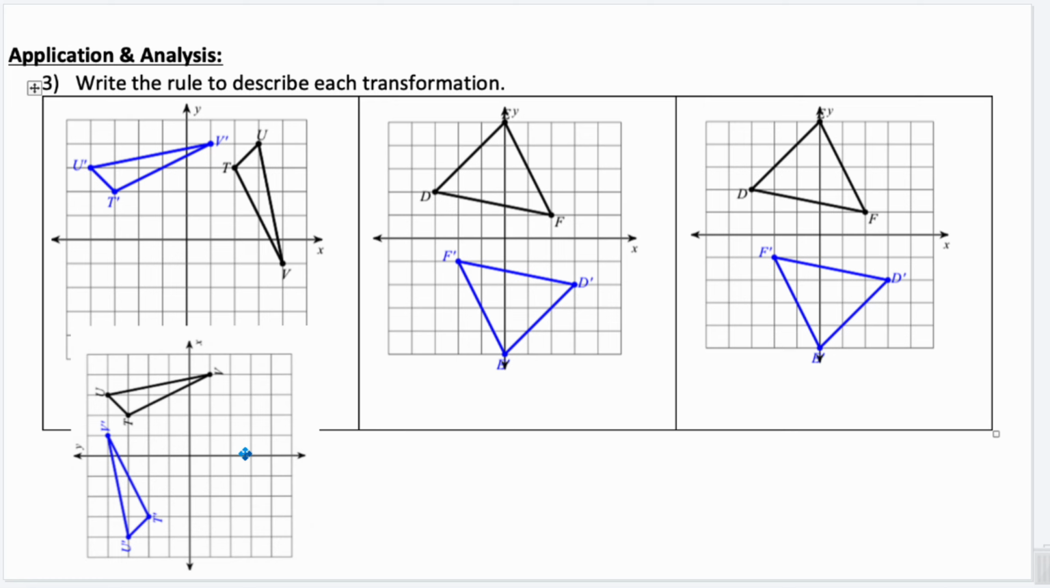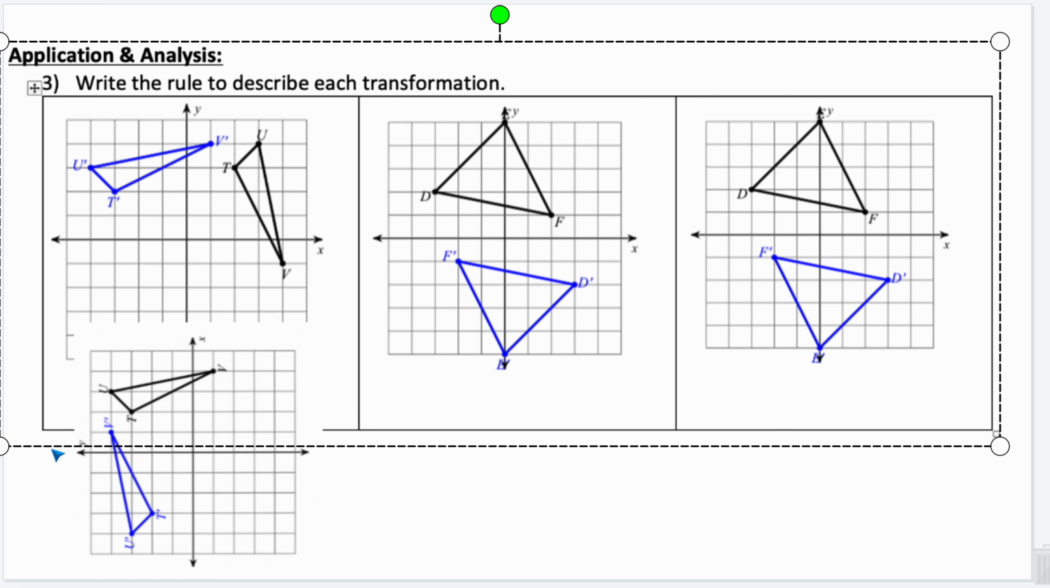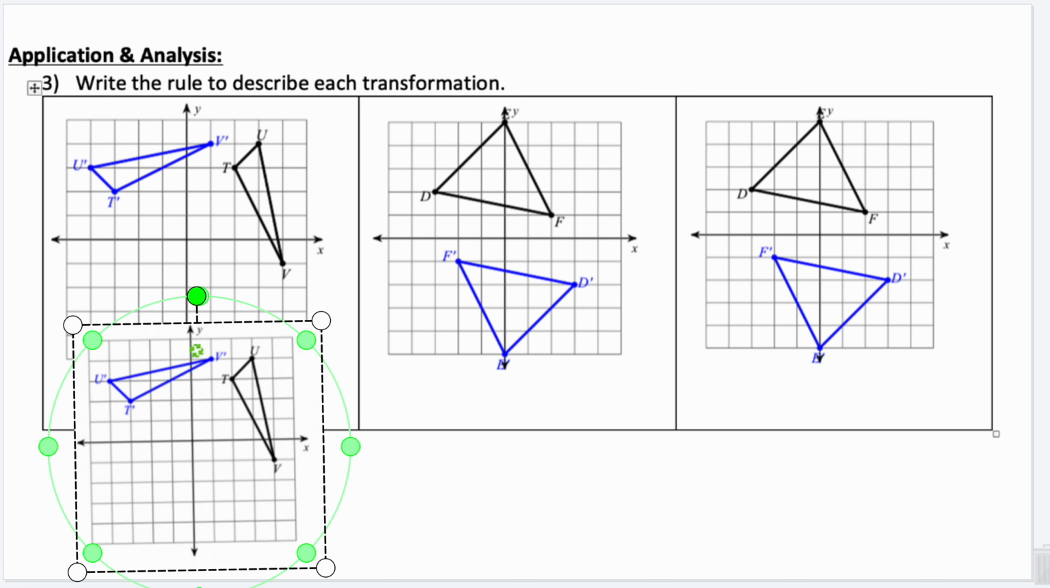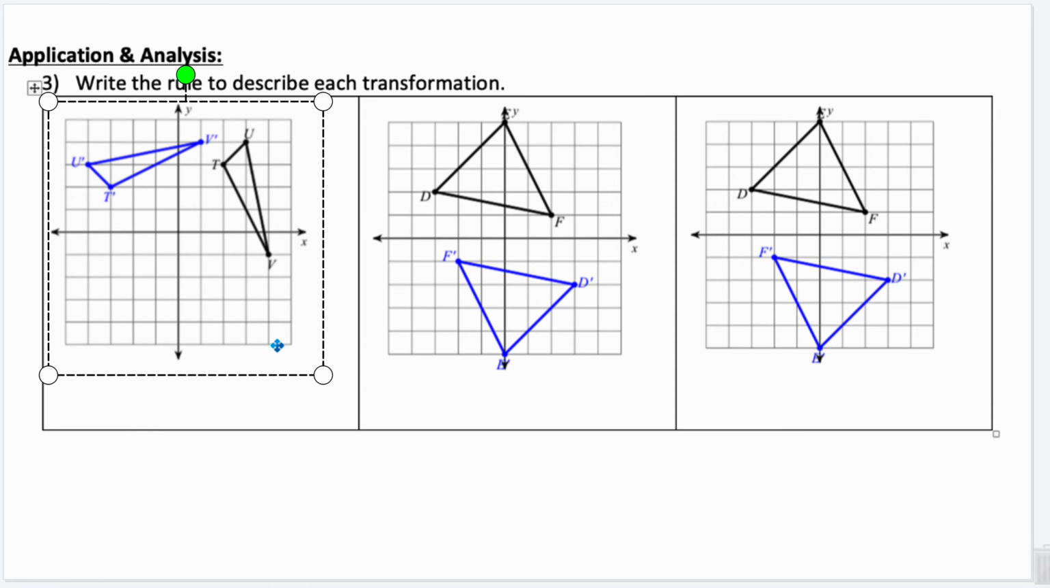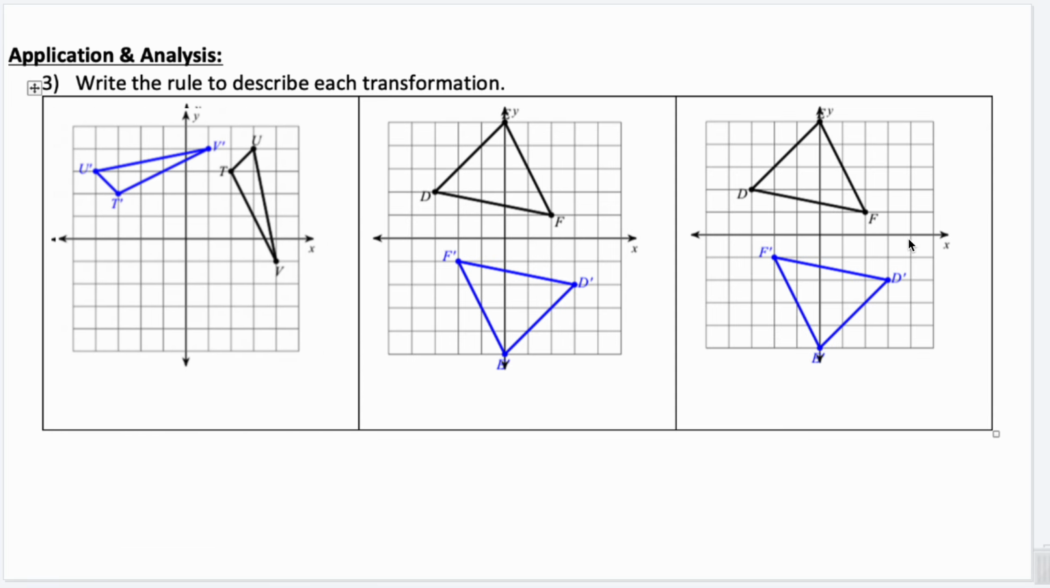So when I asked you to write a rule for these, my rules are just going to be rotations of a certain degree. So this would be an R, 90 degrees. If you wanted to say a rotation of 270, you could. You would just need to notate that it's clockwise.